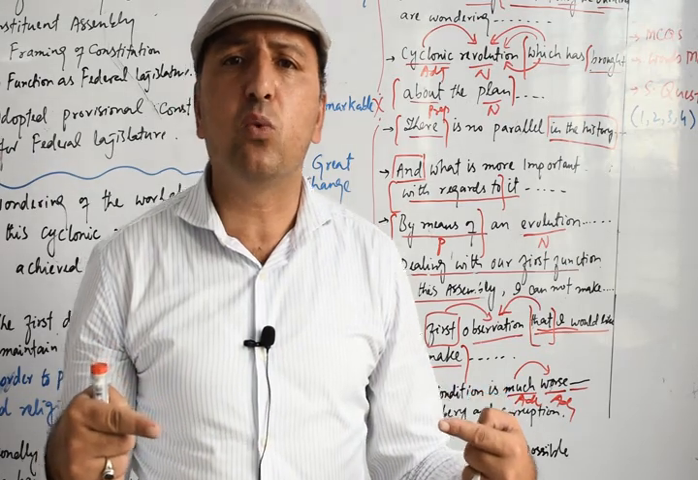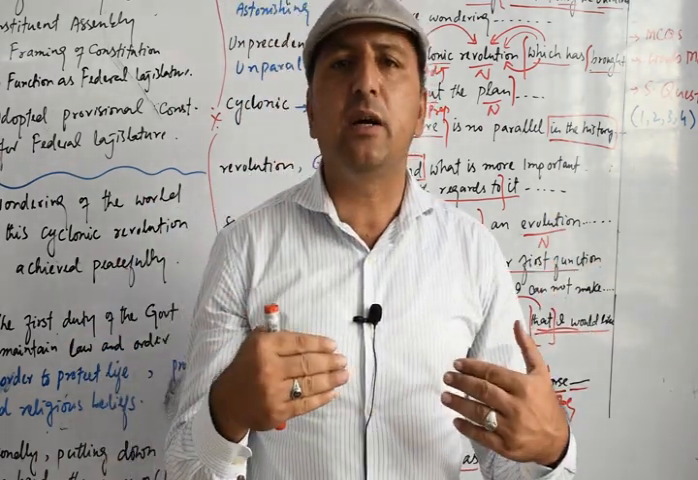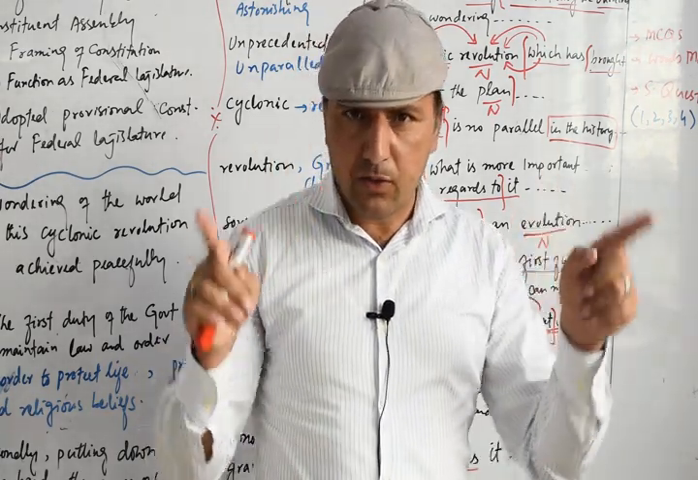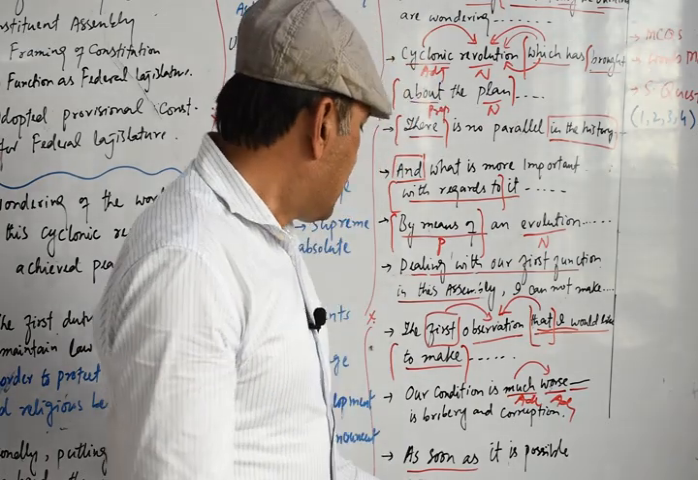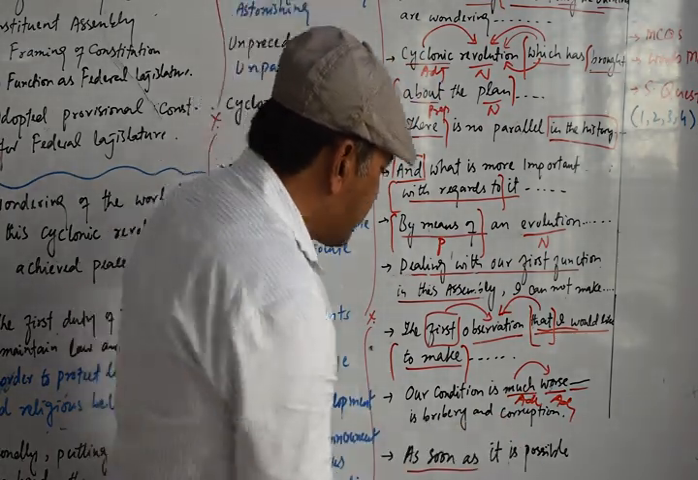Double dash also works as a parenthesis, brackets. We can use double dash in place of what? Parenthesis sometimes. In place of small brackets. So this is punctuation. The next we have as soon as it is possible.